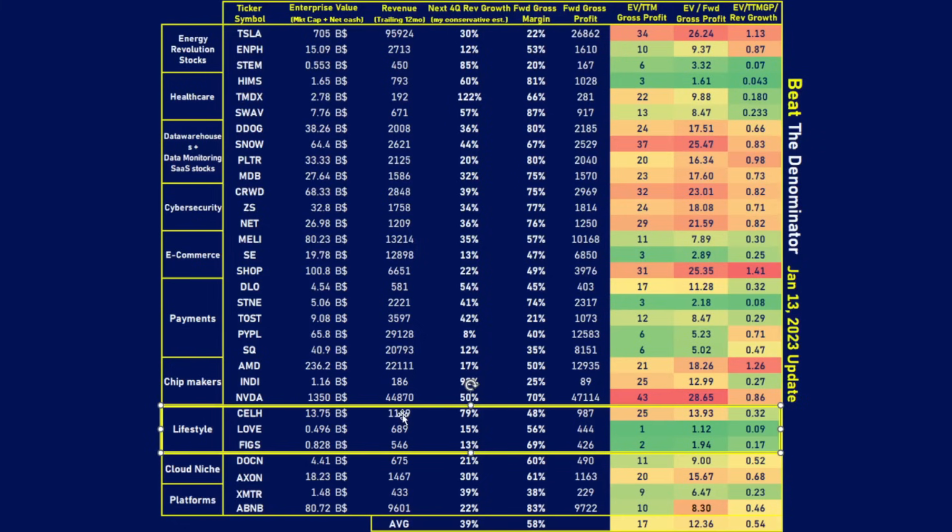Lifestyle brands, there's a lot of marketing going on in lifestyle brands. So this is one of the reasons why I have to talk about marketing. But new generations mean new brands, and could Celsius be one of these new brands? I think it's possible, because look at how fast they're growing. They're growing at 79% next 12 months. 79% predicted revenue growth over the next 12 months. That's just insane.